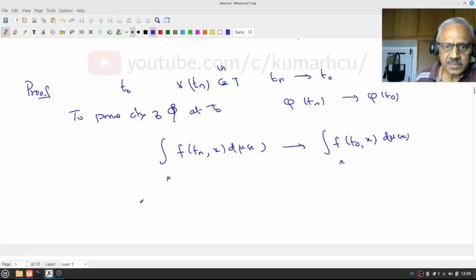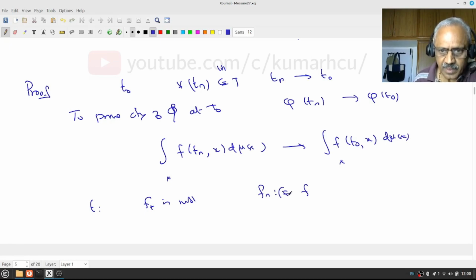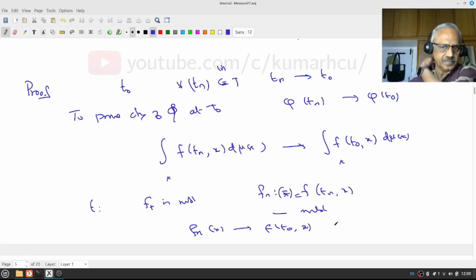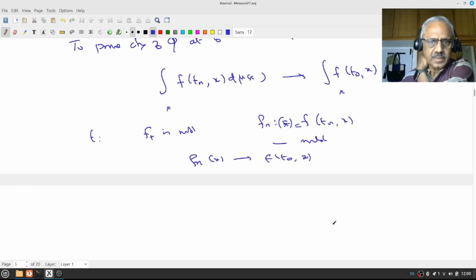Now notice that this is a sequence of functions. For each fixed t, the function ft is measurable. Therefore, if I call fn of x to be f of Tn and x, then the fn's are measurable. And where does fn converge? Fn of x converges to f of t naught of x, for each x.